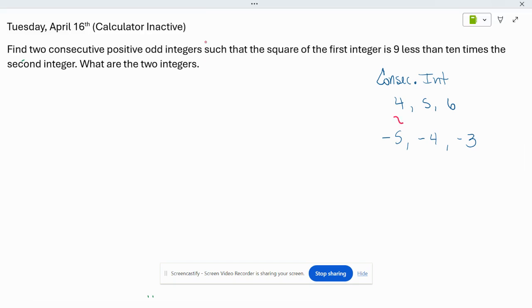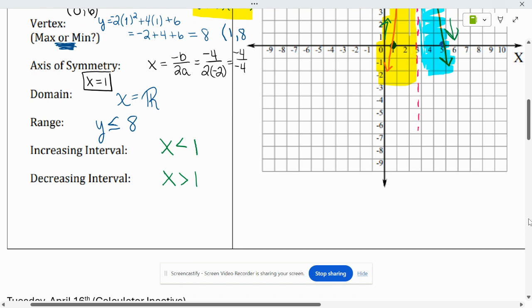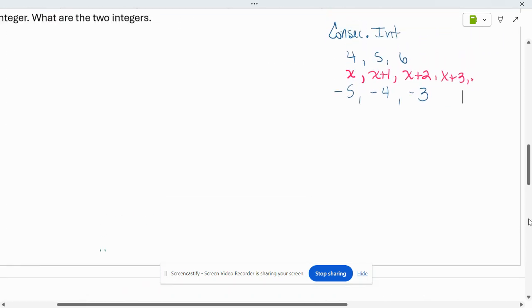So if I let the first number equal x, how would I show the next number? Not for consecutive, not right in a row. What do I add to 4 to get to 5? 1. So this would be x plus 1. What would I add to 4 to get to 6? X plus 2. And it would go on and on, right? X plus 3 and so on. That's how I represent consecutive integers.